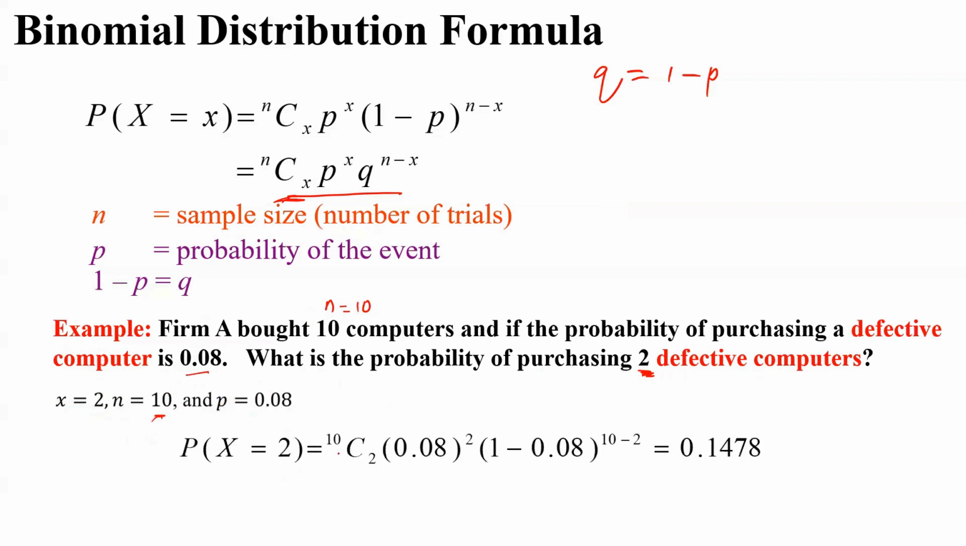Now you use the formula: 10 combination 2, because out of 10 computers you choose 2 computers that are defective. The defective probability is 0.08 to the power of 2, where 2 is the x value. And then the failure, the complement of defective, is 1 minus 0.08, to the power of 10 minus 2, as in the formula. So you get 0.1478, which means the probability of purchasing two defective computers is about 14%, or 14.78%. So this is how you need to explain it.